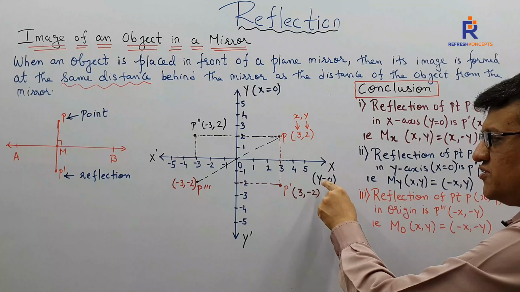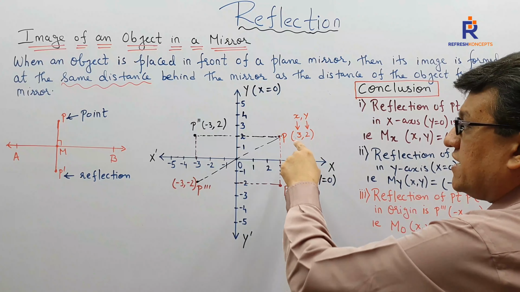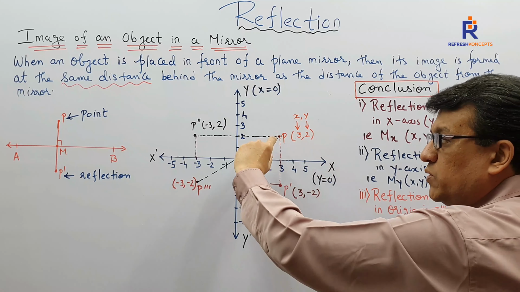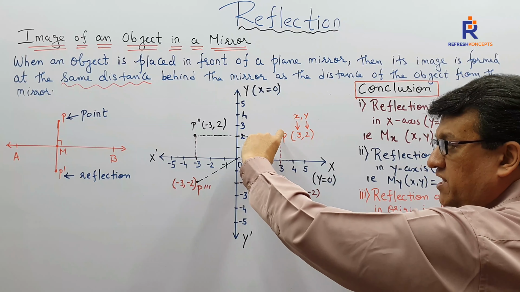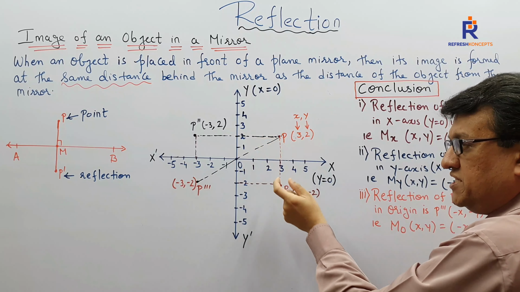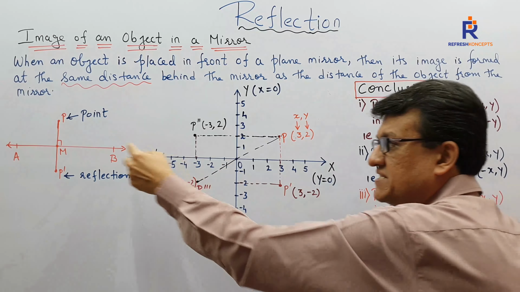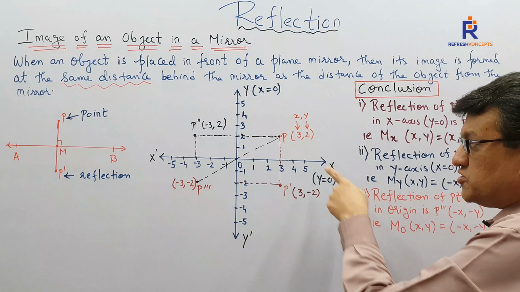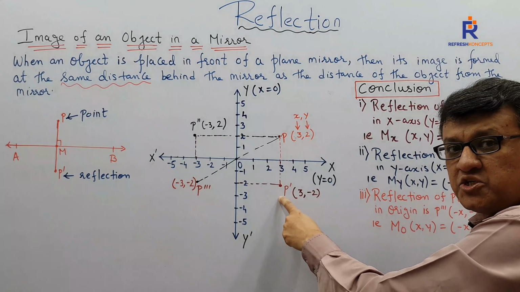So either you say x-axis or you say y equals to 0. Now reflection of point P, whose coordinates are 3, 2. When I take the reflection of this particular point, will it give me P dash? You can take the same example. So the reflection of point P will be P dash.